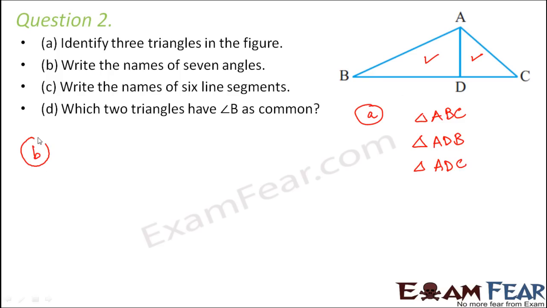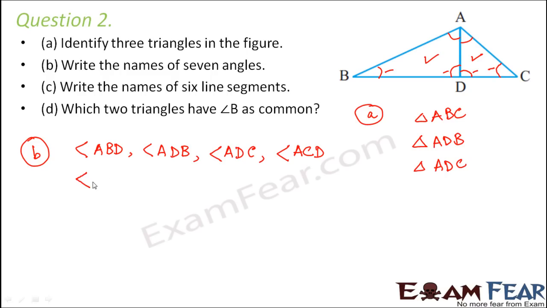Part B, write the names of 7 angles. Now, which are the angles involved here? This is one angle, this is another angle, this is another angle. So we have 3 angles here. This is one angle, this is one angle, this is one angle. So we have 3 angles here. So let us start naming the angles as well. So this would be angle ABD, angle ADB, angle ADC and angle ACD. So basically we have covered these 4 angles.